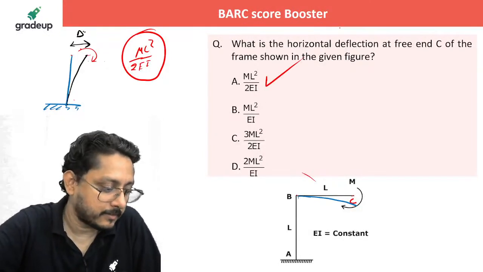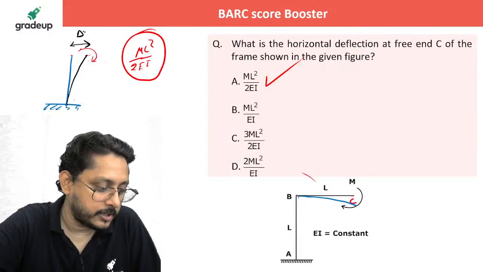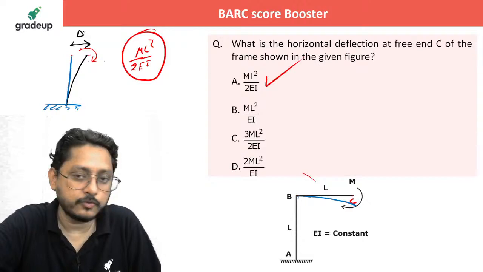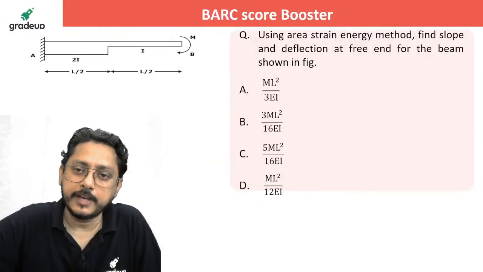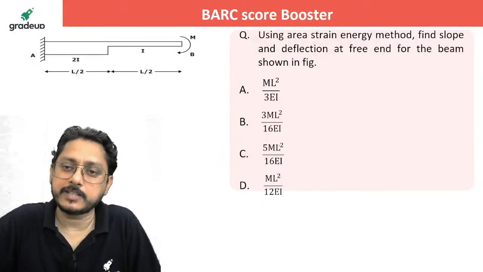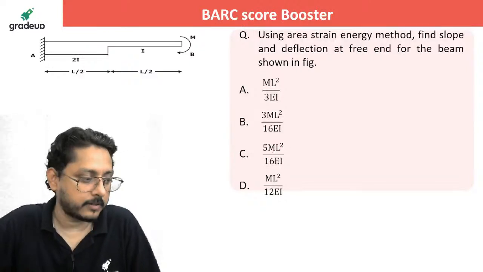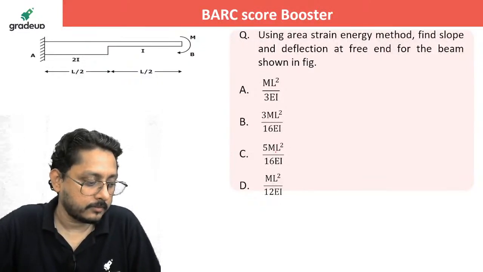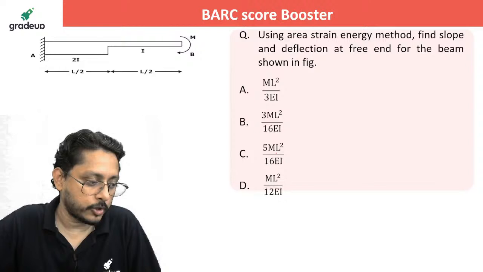Did you get that? Keep on sharing the session link. Yes, all of you please. Using the area strain energy method, find slope and deflection at free end for the beam shown in the figure. Moment for horizontal, did not understand. What are you trying to ask? Do you have any doubt here?